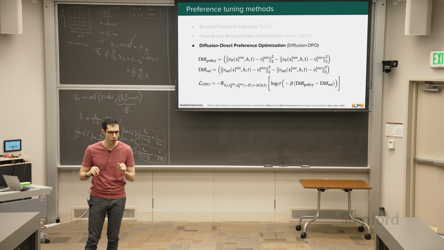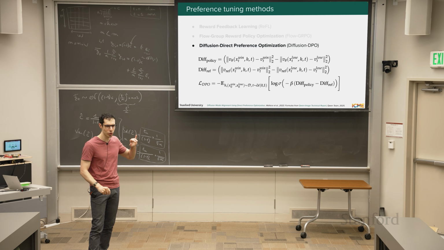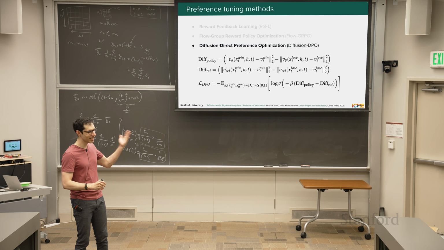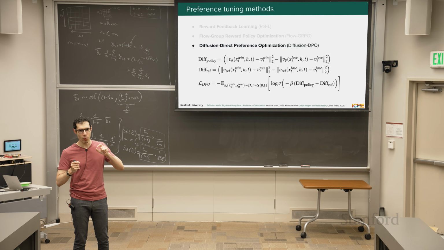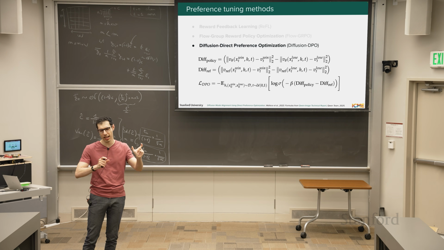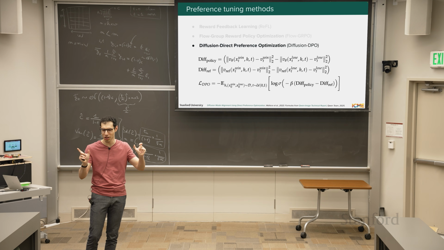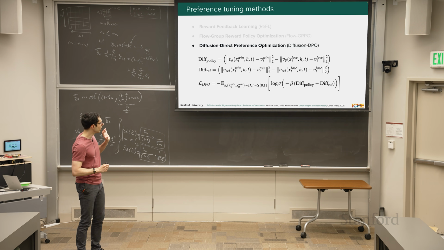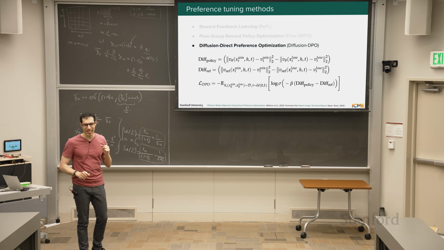Does this part make sense? So we have these three lines of equations. You can stare at them after the class. They tell you that we want the model to be better at predicting velocities of winning images and worse at predicting velocities of losing images. So yeah, this is what this loss is telling you to do.